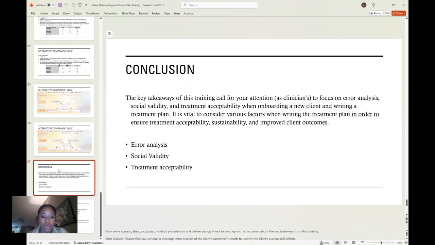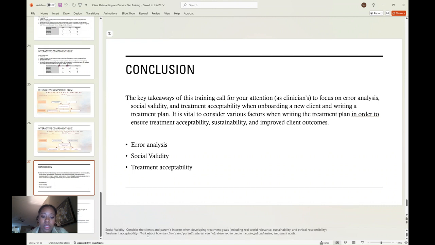And in conclusion, I want to wrap up with a discussion about the key takeaways from this training. So first, I want to highlight the fact that error analysis is very important in order to ensure that you're identifying the skill deficits that a client currently has and use the results of this analysis to drive your proposed treatment goals. Next, social validity.